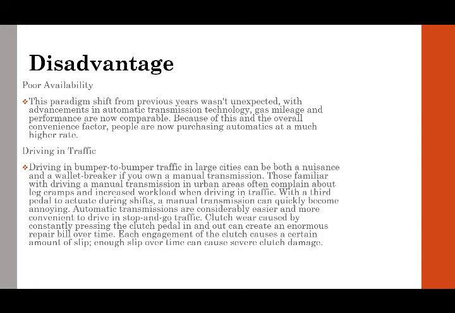Okay, let's see the disadvantages. My first point is poor availability. This paradigm shift from previous years wasn't unexpected. With the advancement in automatic transmission technology, gas mileage and performance are now comparable. Because of this and the overall convenience factors, people are now purchasing automatics at a much higher rate.